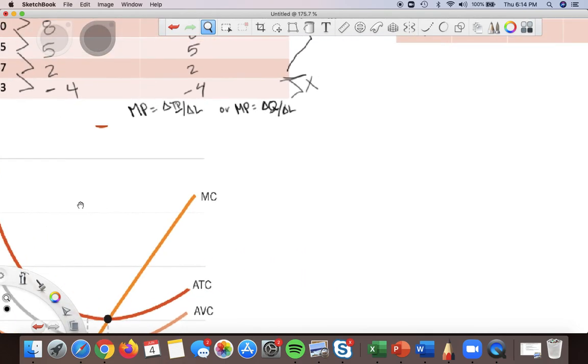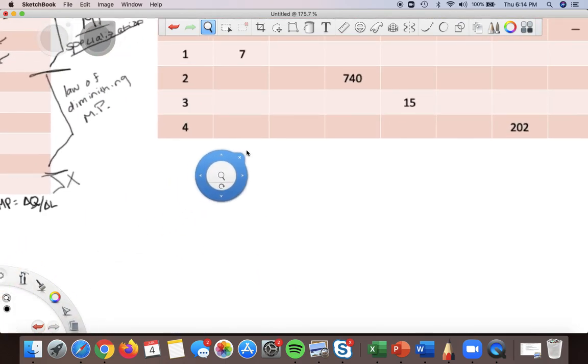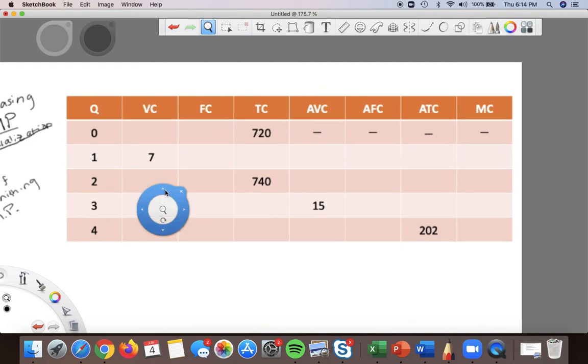All right, let's see. So I have this same table, and what we're going to try to do is fill in this entire table based on the very limited information that we have here. So that worked for a second.